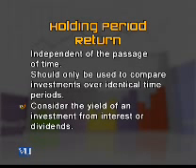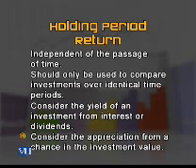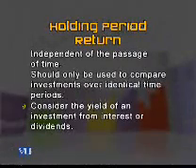Now, consider the yield of an investment from interest or dividend. Consider the appreciation from a change in the investment value. On holding period returns, you will determine what yield you are getting, and then you will find that all these things make it easier to understand returns, because holding period return is independent of the passage of time. For whatever period you hold, you get that much return. So you must consider that the holding period return considers the yield of an investment from interest or dividend.